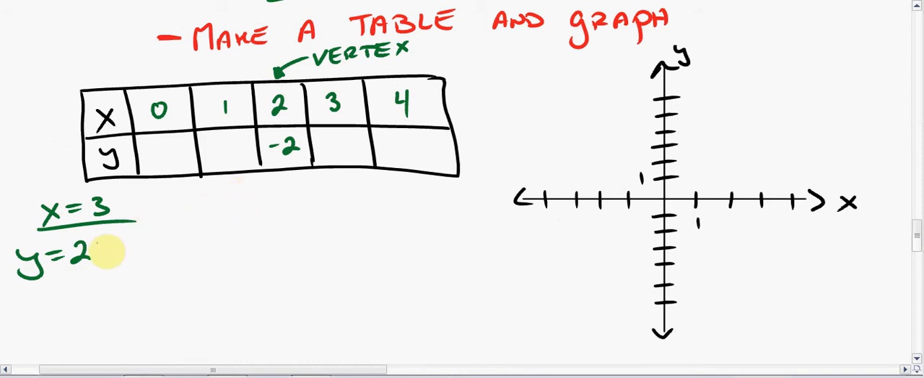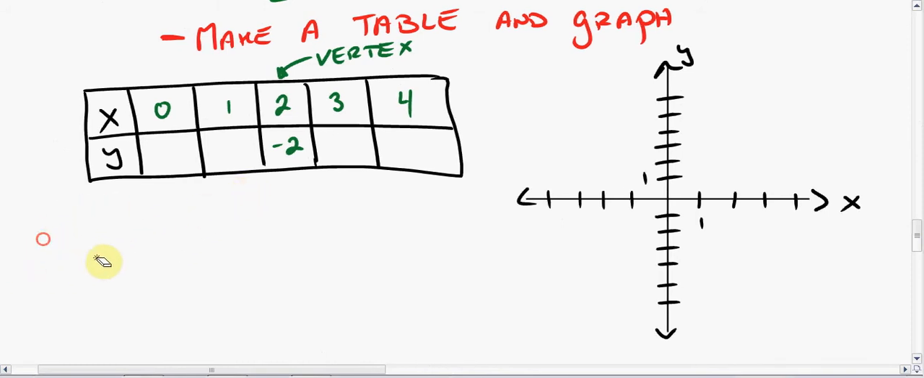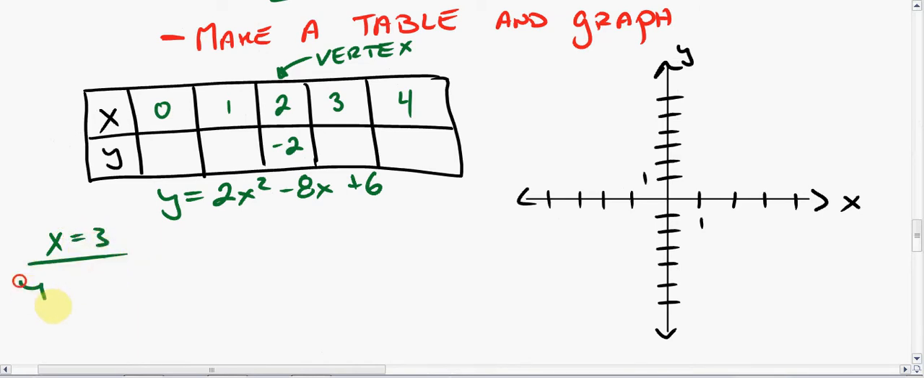Let me write the original equation down for you guys since it's not here. The original equation looked like this: y equals 2x squared minus 8x plus 6. Actually, I'm going to find x equals 1. 1 and 0 are easier to do math with. So we'll do 2 times 1 squared minus 8 times 1 plus 6.